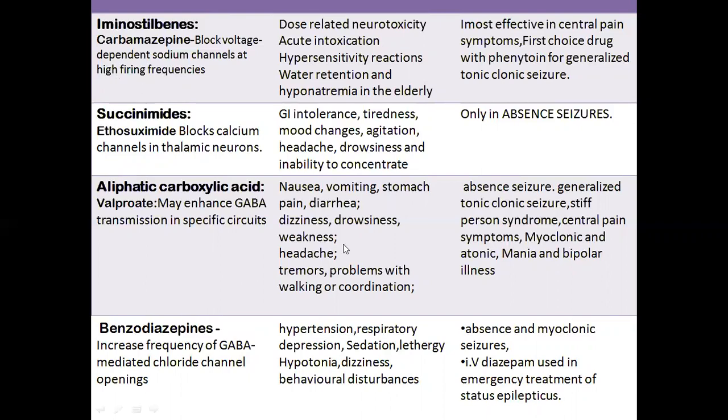Now, aliphatic carboxylic acid like valproate. It may enhance GABA transmission in specific circuits. Nausea, vomiting, stomach pain, diarrhea, dizziness, drowsiness, weakness, and headache are all adverse effects of valproate.